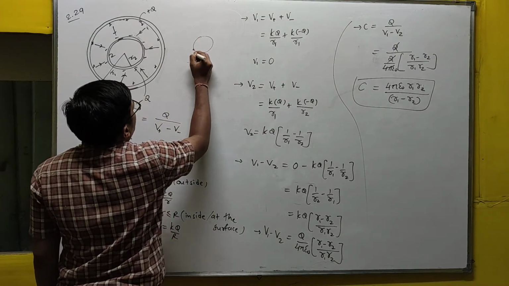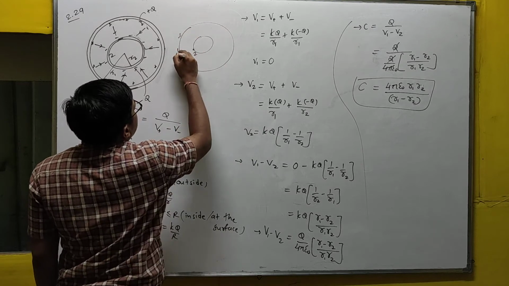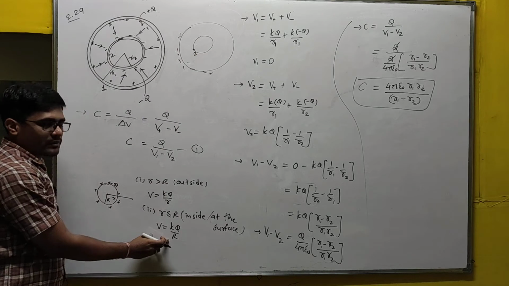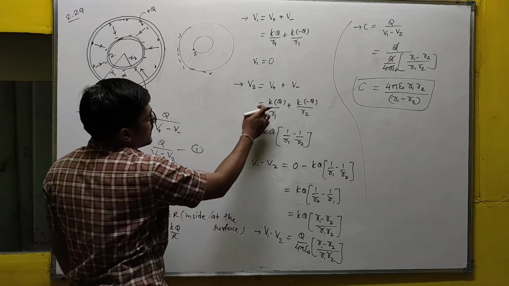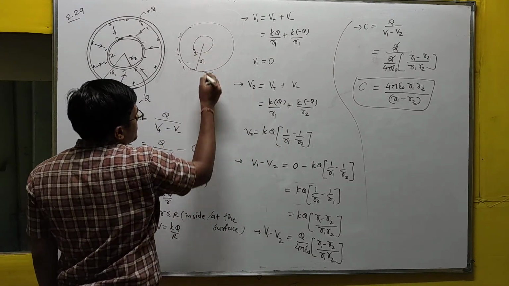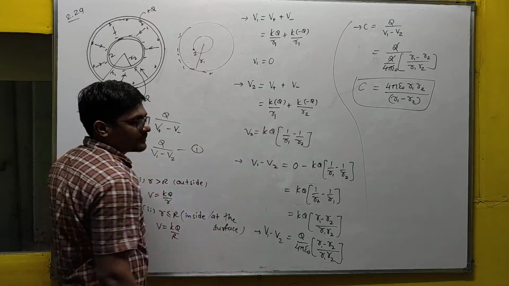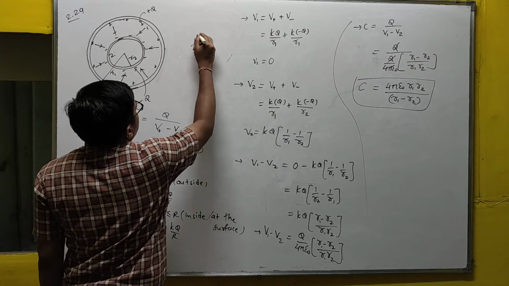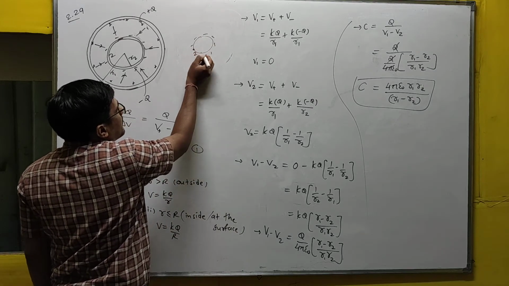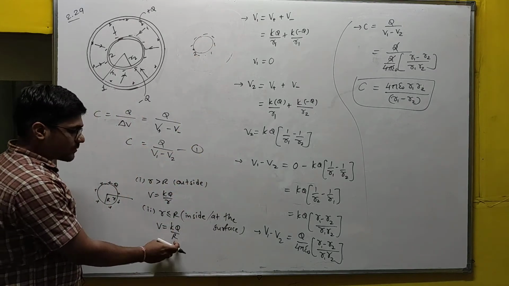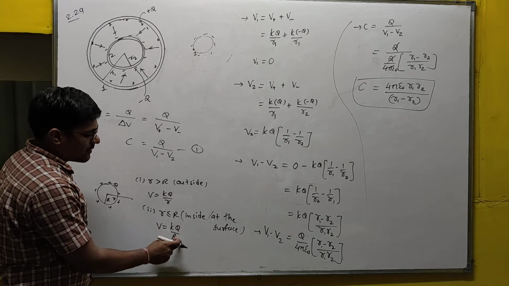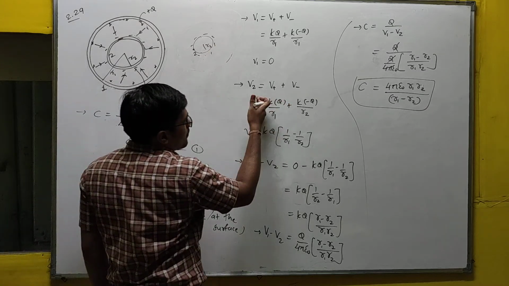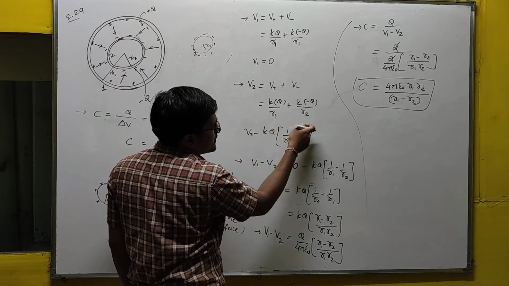Now find the potential at the second sphere. The potential at this point is due to these positive charges. For positive charges, this point is inside the sphere, so use the formula kQ by R. So write down kQ and the radius of this sphere, that is R1, so kQ by R1. Now for negative charges, this point 2 is at the surface, so use this formula: k times minus Q divided by the radius of this sphere, R2. So take kQ common, then it becomes 1 by R1 minus 1 by R2.